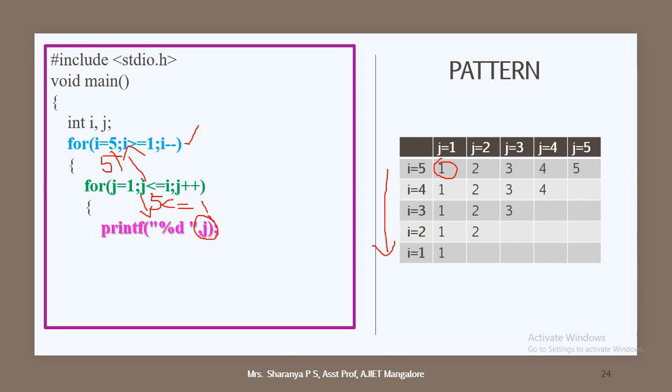Now the J value will be 2. 2 is less than or equal to 5. The condition is true. So in the second location, it will be printing the value of J. It is 2. Like that, it will keep printing 1 2 3 4 5, that is the value of this J. It will be printed onto the output screen, and then parallelly after that, it will move the cursor to the next line, and with the I value as 4, this inner loop will execute 4 times, with J values 1, 2, 3 and 4. This is how we can write this code to implement this pattern.